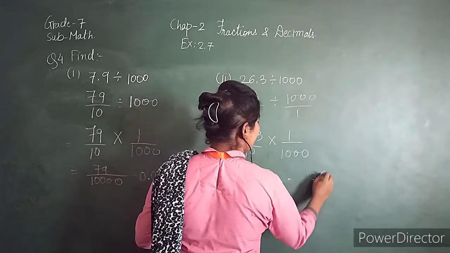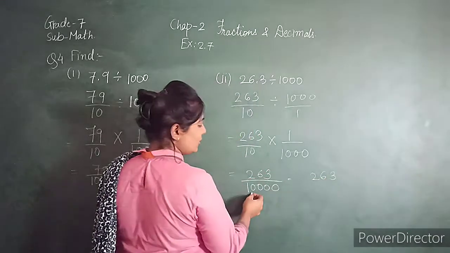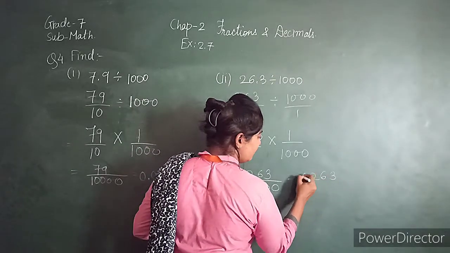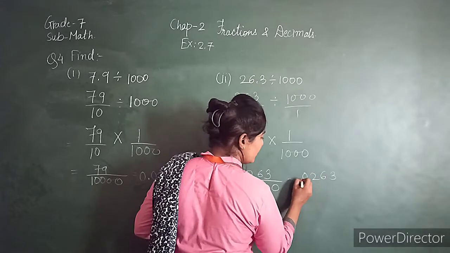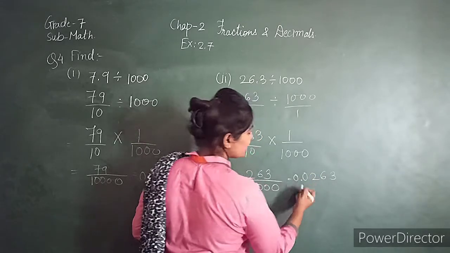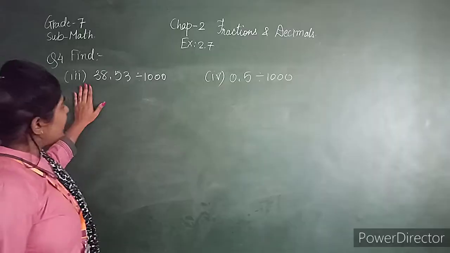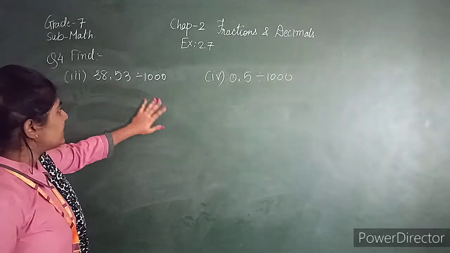So here we have to put the point before 4 numbers. So count from the backward side: 1, 2, 3, and put 0 to make it 4. Then put point 0. So our answer is 0.0263.